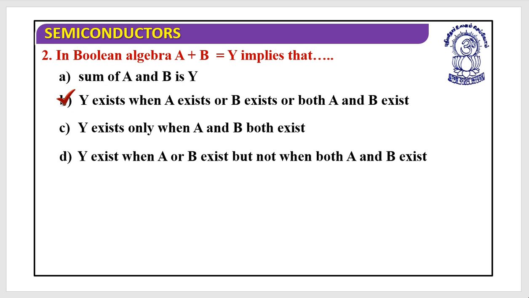Next, in Boolean algebra, A or B equals Y implies that the sum of A and B is Y? No, this is not summation. Y exists when A exists or B exists or both. Basically, this plus sign represents the OR, and when we say OR, that is either kind of situation. If one of these two exists, it is quite possible that even both exist. So Y exists when A exists or B exists, or we can say both A and B exist. This would be the correct option.